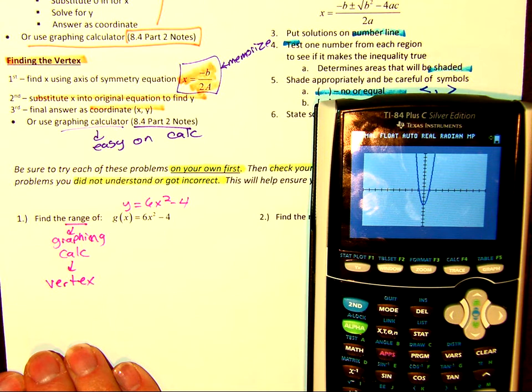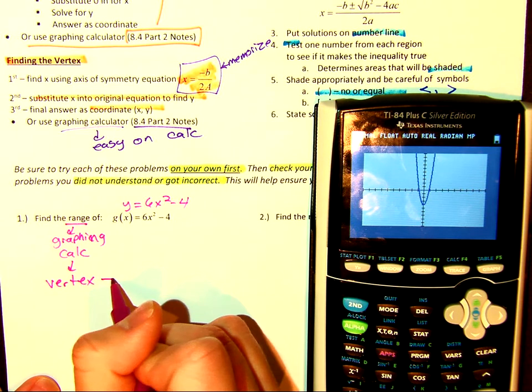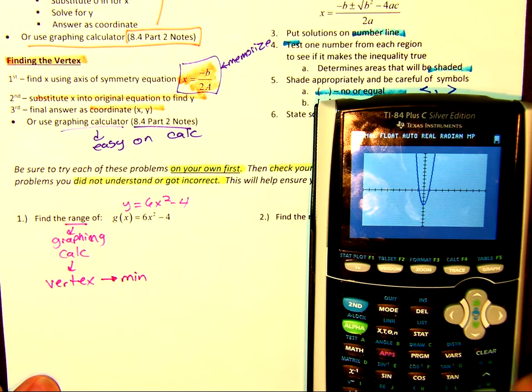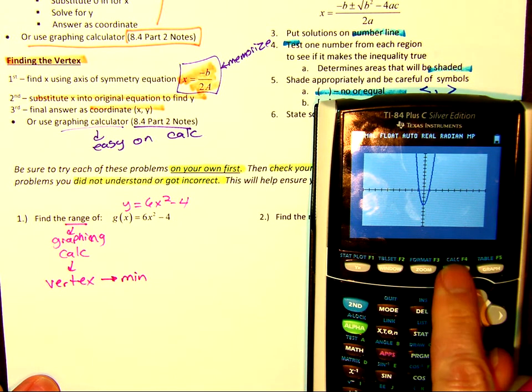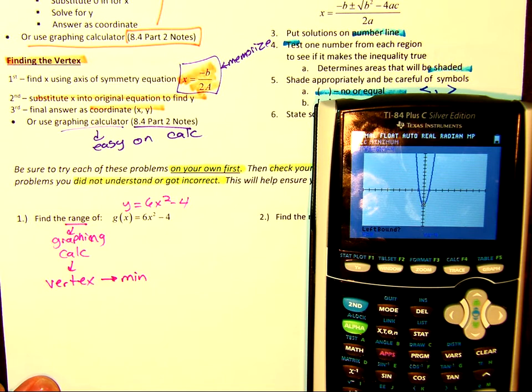Okay, so this is what it looks like. If I'm going to find the vertex, remember the vertex is the point where it changes directions. So this time our vertex is a minimum. So remember, we go to calculate because we're going to calculate that minimum. So I have to press second calc, and since I'm doing minimum, I scroll down to 3 and press enter. Now it's asking what is left of that.